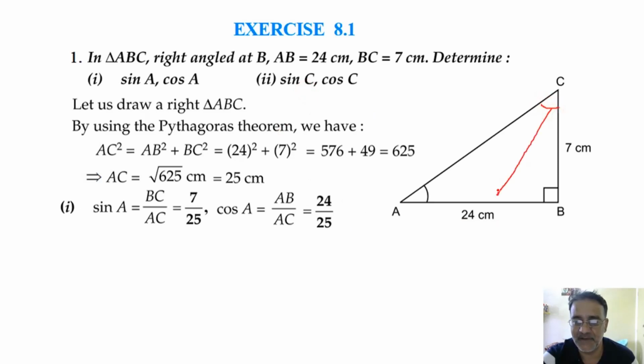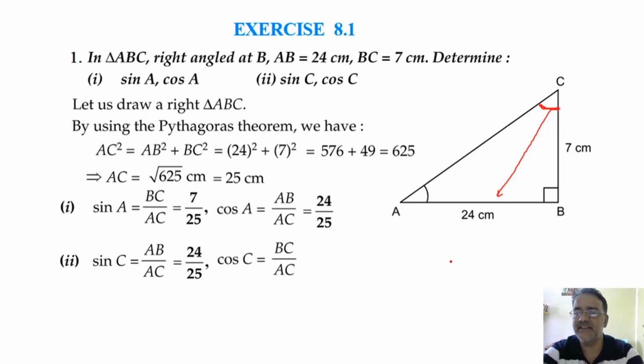AB. AB, right. And adjacent is BC. So sin C means AB upon AC, so 24 by 25. And cos C is adjacent by hypotenuse. So which side is adjacent to angle C? BC, right. So BC upon AC. And BC is 7 and AC is 25. So we are getting 7 by 25. Any doubt in this question?